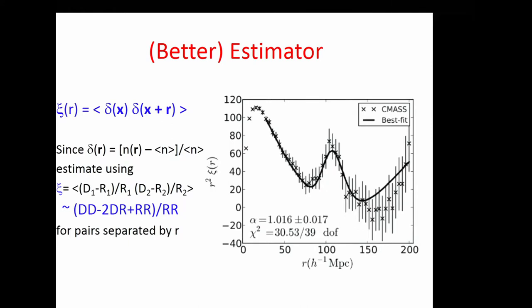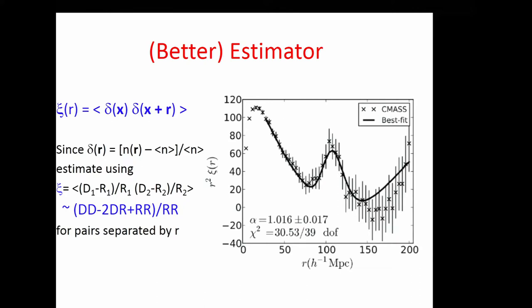Here is a measurement of the correlation function. Sometimes you'll see measurements plotted like this, where they show you r squared times psi of r. That's mainly to suppress the fact that the correlation function is often a power law, so it's rising very steeply. If you want to look mainly on large scales, then you multiply by r squared, which suppresses the small scale and enhances the large scale.